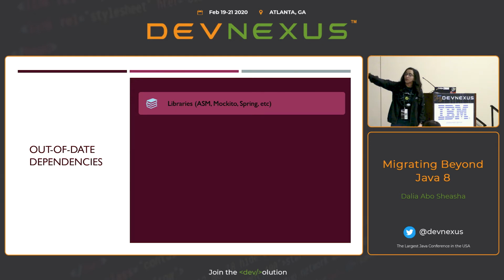So we updated our ASM to, I think, 5 or 6, something like that. And that's the Java 11 compatible version. If you're using Mockito, you have to upgrade. If you're using Spring, you have to upgrade. So think about all the libraries that you're using.